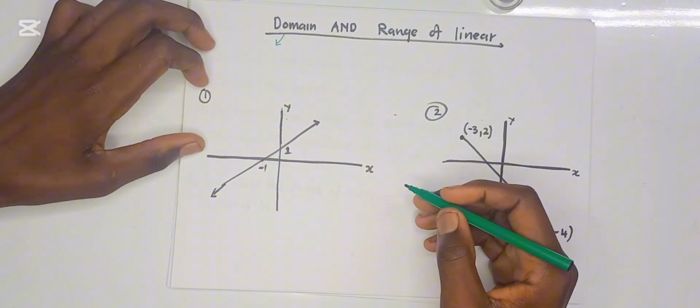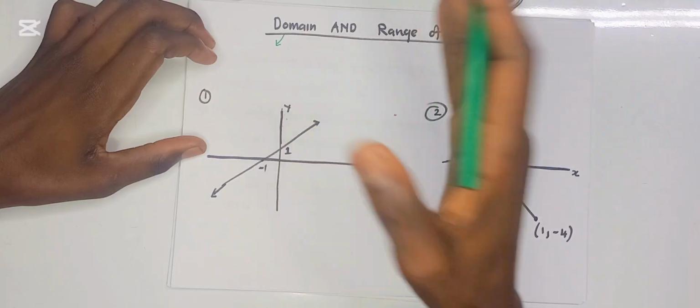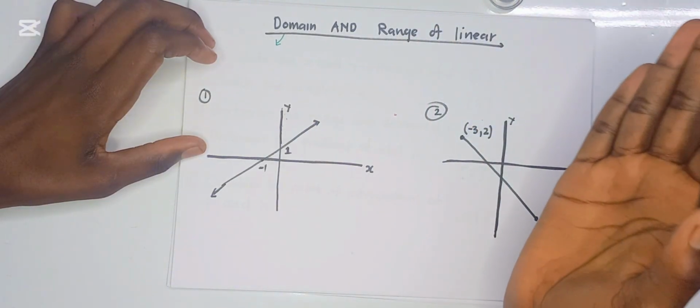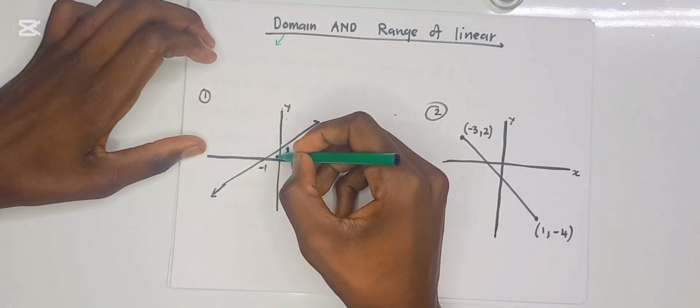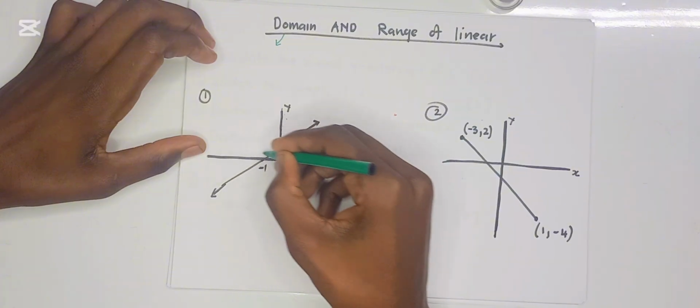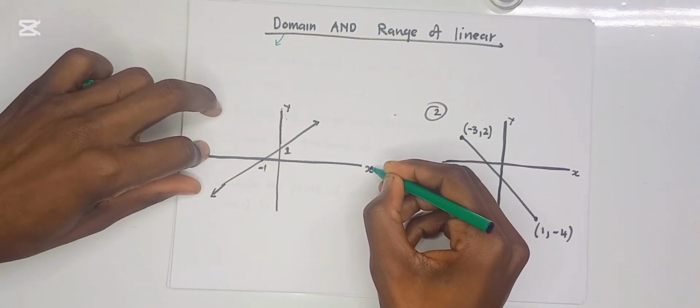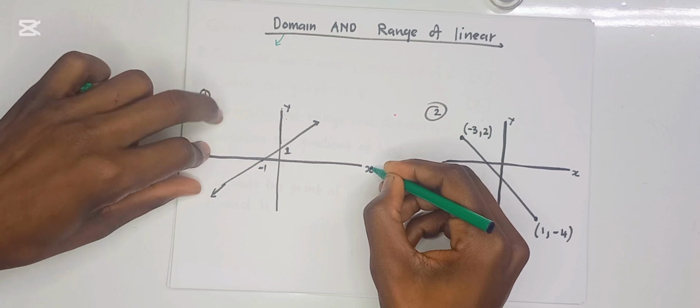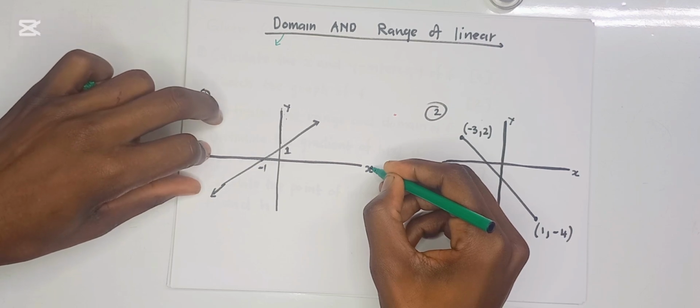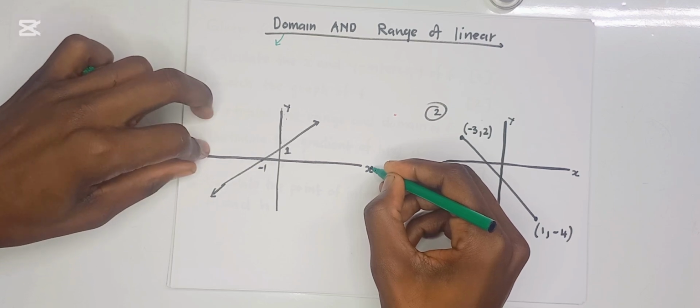What do I mean? If you want to give the domain of a graph, you have to check the negative side of the x-axis. Does your graph exist? If it exists, where does it start to exist and where does it end?